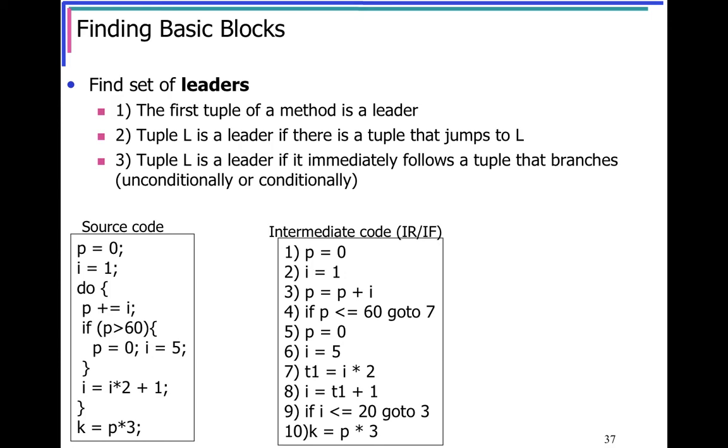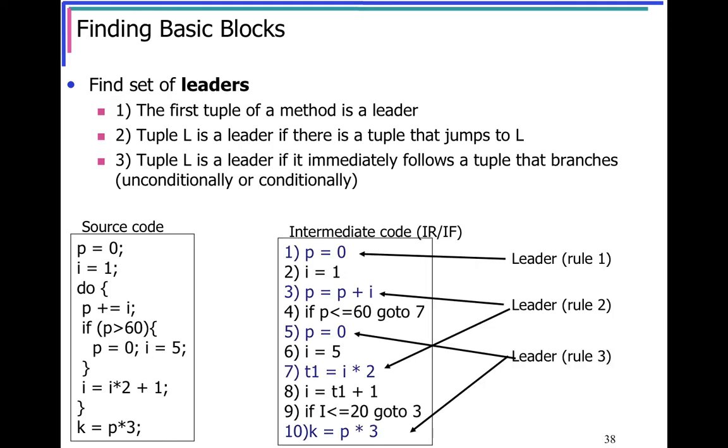So if we want to do this as an example, the rules are at the top, the source code's on the left. I translate it to an intermediate representation with go-tos because it's just easier to process. And then I find the leaders. The first instruction of the method is a leader via rule 1.